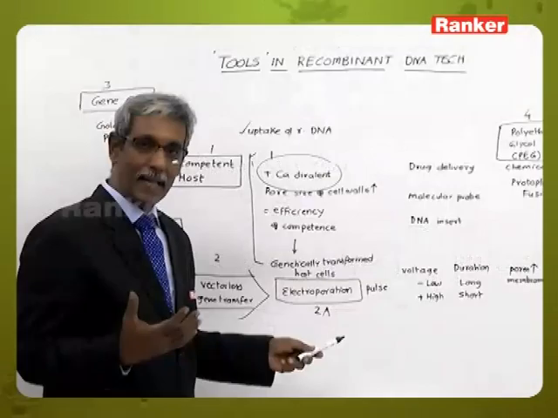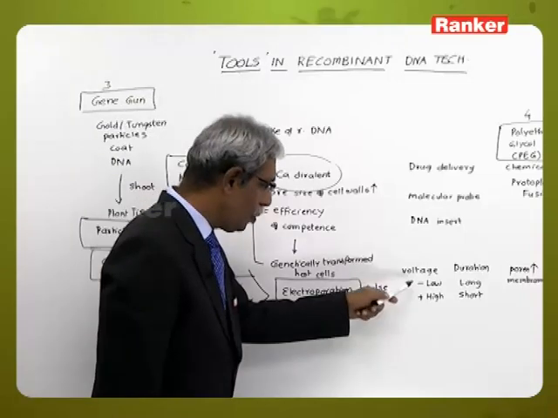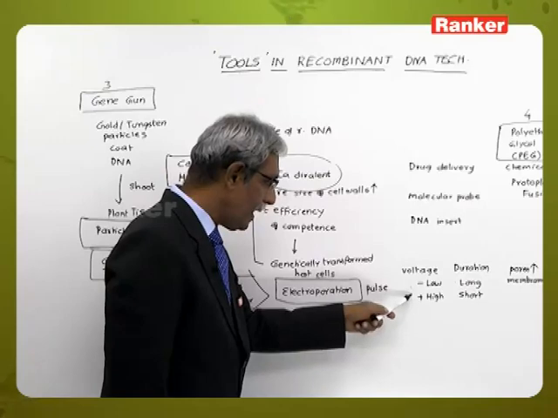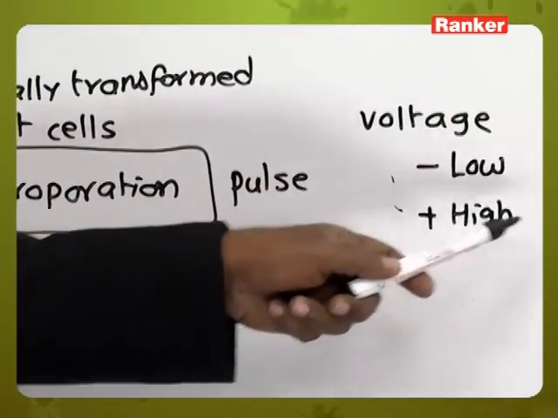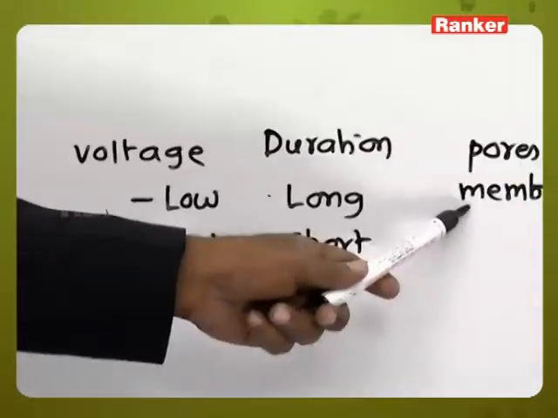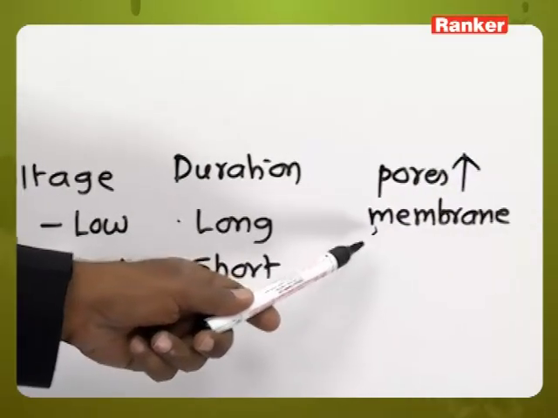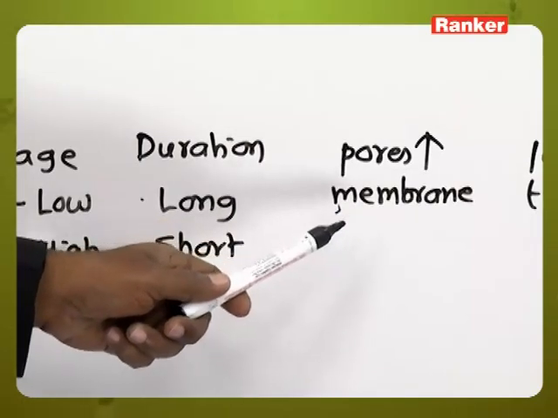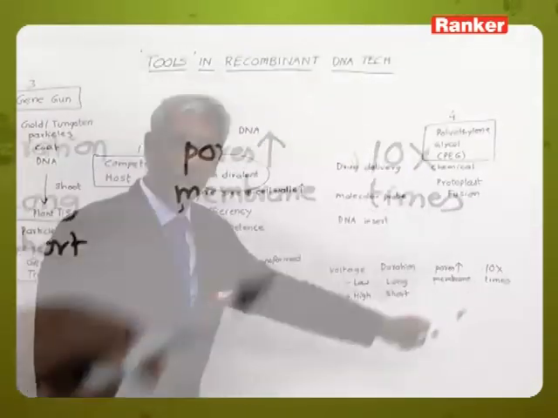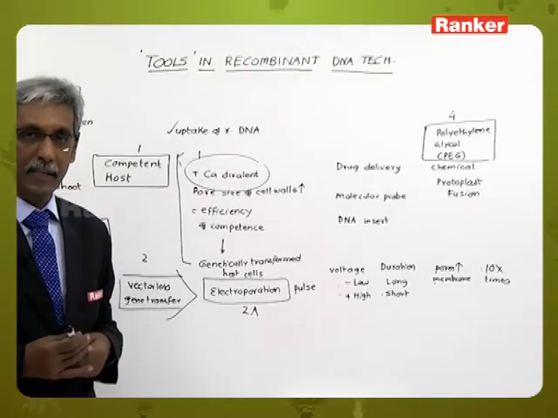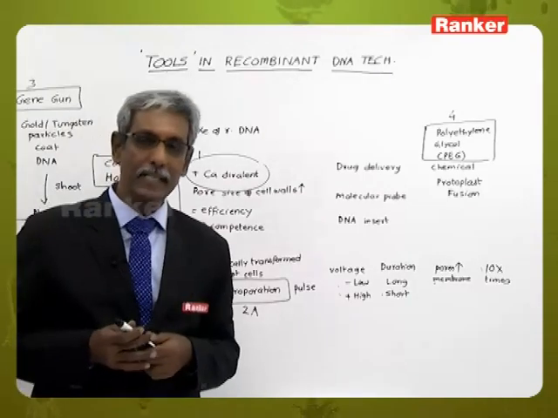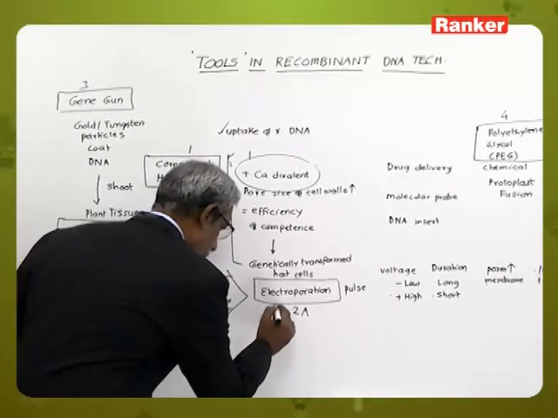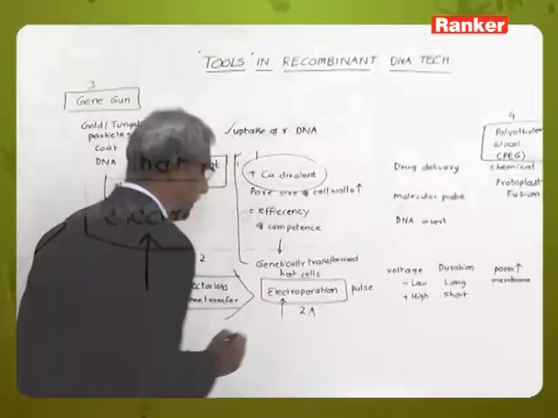So if we take plant cells and we apply a low voltage for a longer duration, or in a second situation, a high voltage for a shorter duration, we increase the pore membrane space. When we increase the pore membrane space, the possibility of taking up a foreign DNA is ten times higher when compared to that of a vector. So modern techniques of DNA uptake also include the method of electroporation.